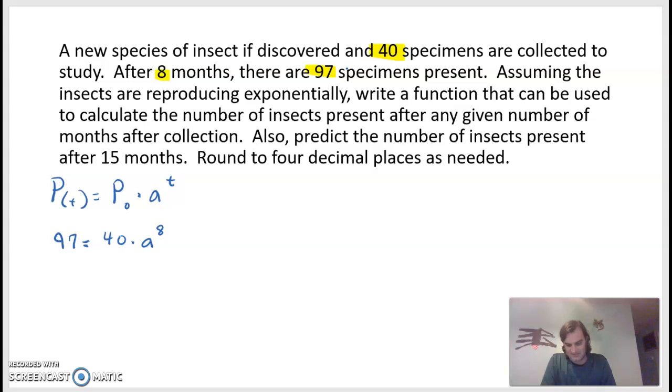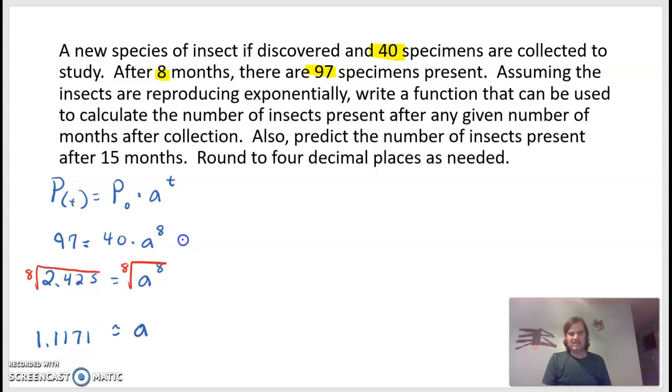So we're going to solve the equation 97 equals 40 times a to the 8th for the A. So 97 divided by 40 is 2.425, and that's going to be equal to a to the 8th. So now we're trying to get rid of this exponent of 8, so we're going to take the 8th root of both sides. So that will tell me that A is about, I'm going to keep 4 decimal places, 1.1171.